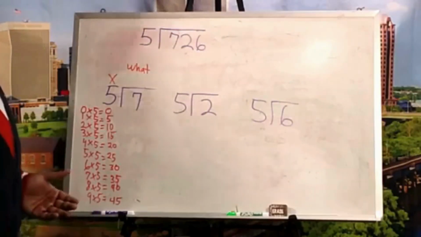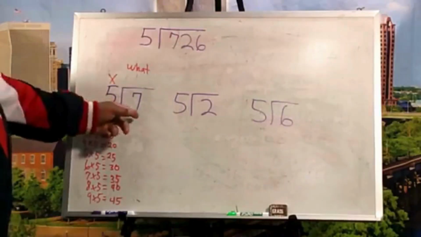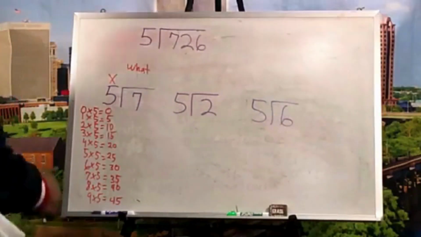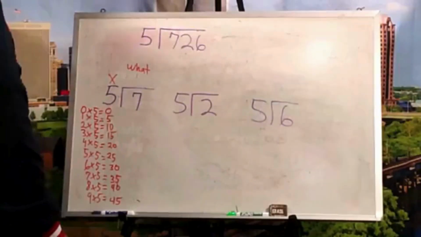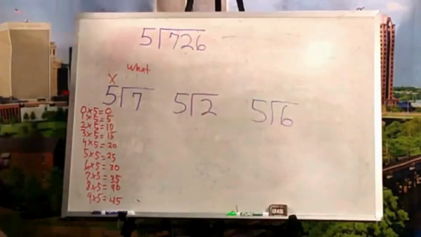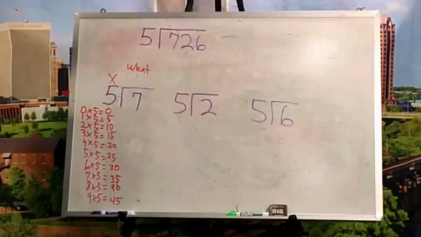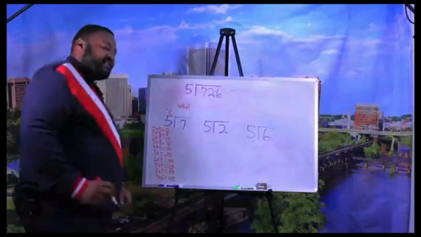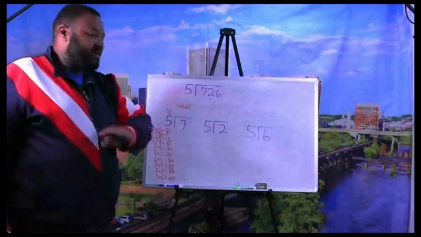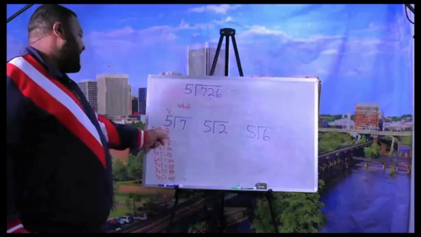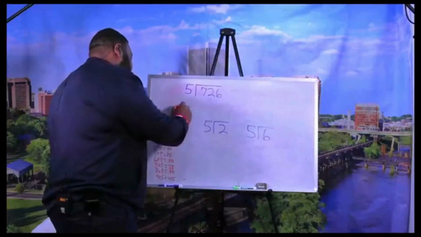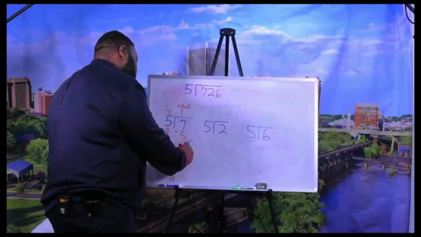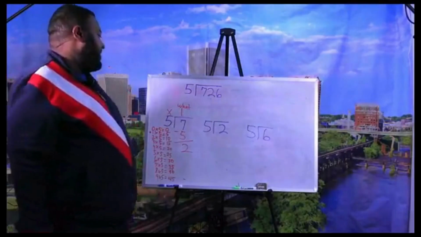So what's going to happen now, I ask the question, what times 5 gives me close to 7 without going over? What times 5 gives me close to 7 without going over? Now, since this is a 7, I go here 0, 5, 10. 10 has gone over. We don't want it to go over. Okay, so we got our 5 here, so that'll be 1 times 5. So that's 1 times 5 is 5. I subtract, and I have a 2 left over. Okay, now I have a 2 left over.